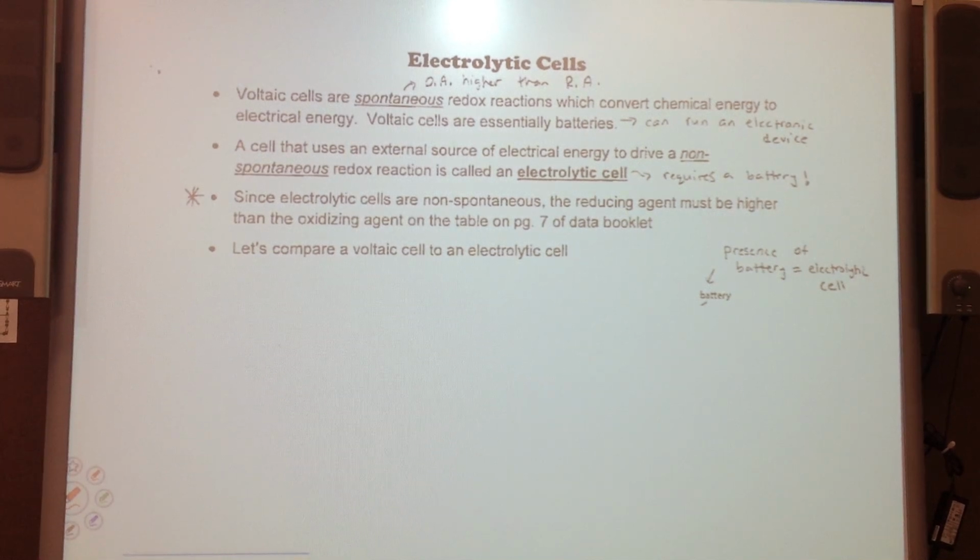Okay, so voltaic cells are spontaneous. Electrolytic cells require a battery, so they're non-spontaneous. So non-spontaneous means what? What's happening? It requires energy to make the reaction happen. The reducing agent is higher than the oxidizing agent. Okay, and it requires a battery to supply the energy to make the reaction happen.